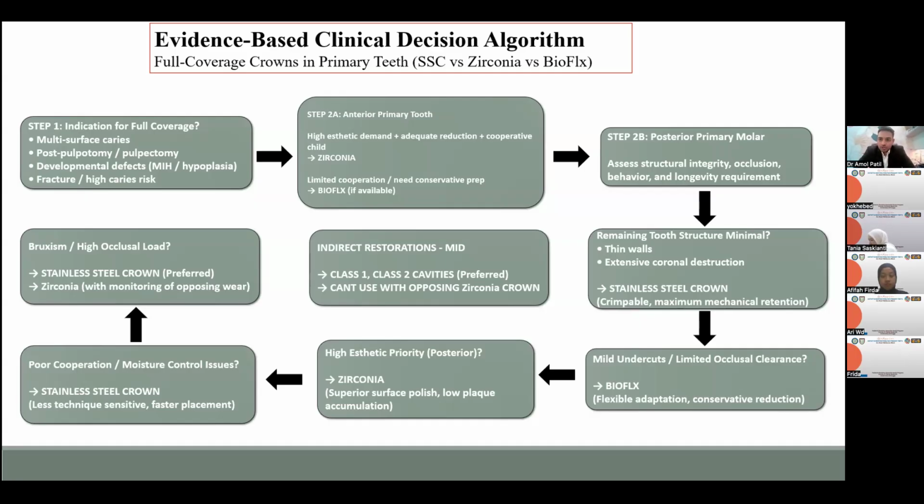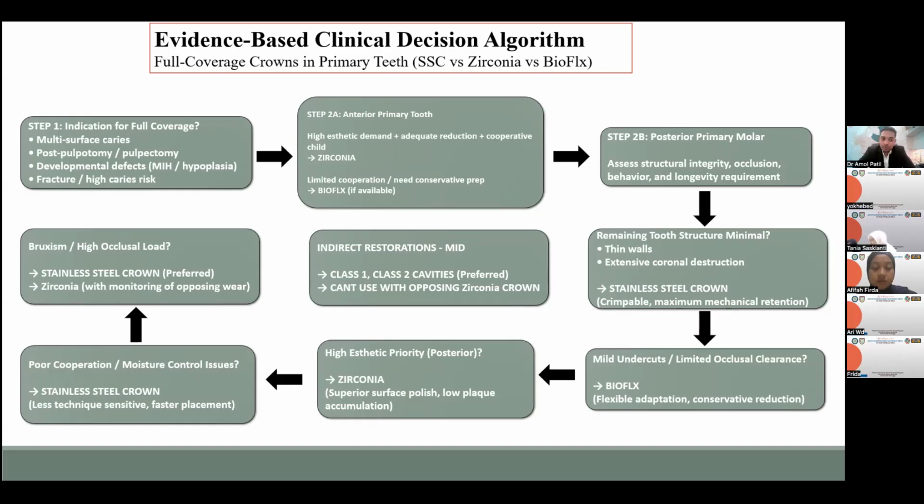Then, if the remaining tooth structure is minimal, it has thin walls, extensive coronal destruction, the stainless steel crown is a better option if the patient does not want aesthetic restoration because it can be crimped nicely. If there are mild undercuts, limited occlusal clearance, then in those cases, the aesthetic alternative option is biflex crown. If the patient has high aesthetic demand in posterior as well, zirconia crown is the best option.